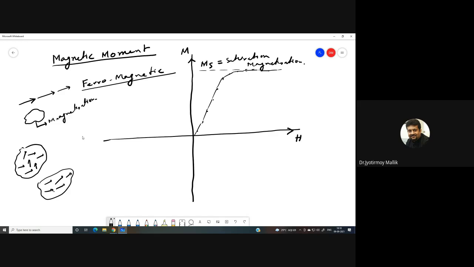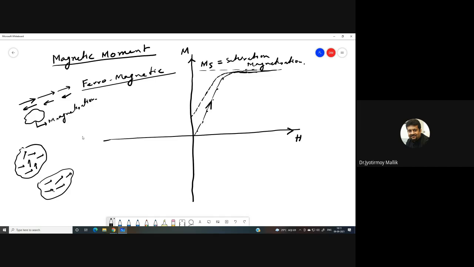Okay. So once the saturation magnetization is reached, what we essentially do is reverse the external magnetic field, which is H. Now, if I reverse the magnetic field, what would happen? I will keep on decreasing my magnetization. That means the magnetic moments are again getting randomized. But the magnetization will not follow the same path. It will follow a different path. So this is my forward path of magnetization, and this is my backward path of magnetization.